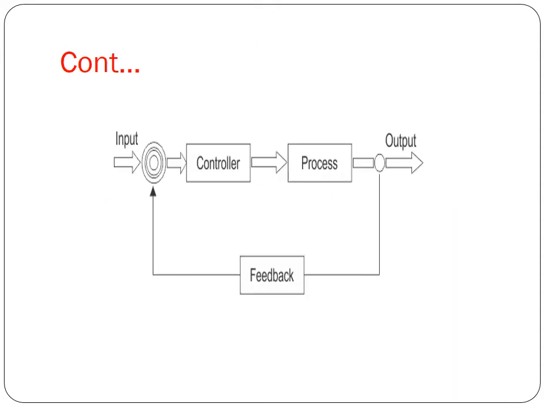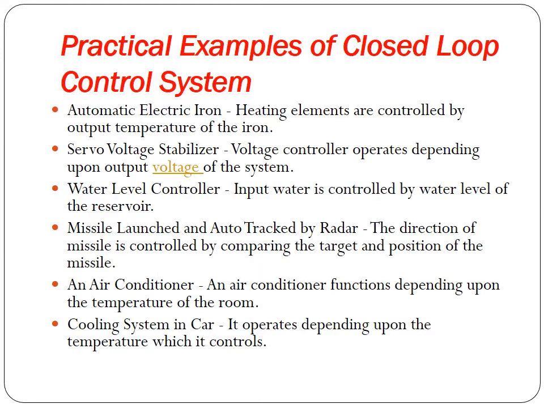The block diagram below now represents a closed loop system. That is, it has the input, the controller, the process, the output. And now you can see from the output, we have a feedback loop that is being fed back to the input.